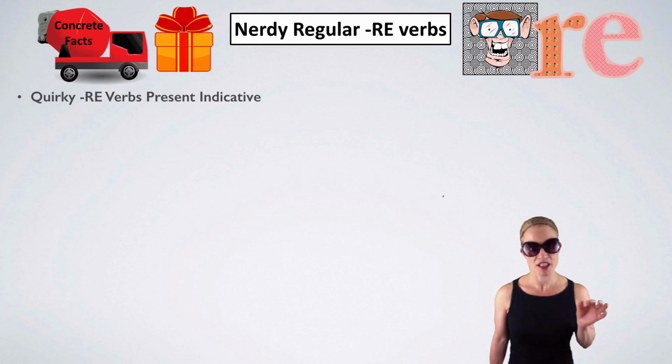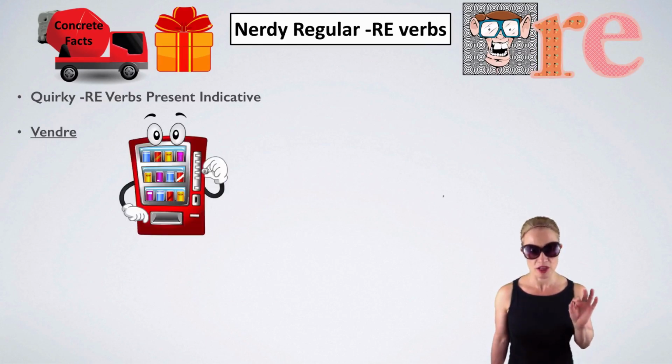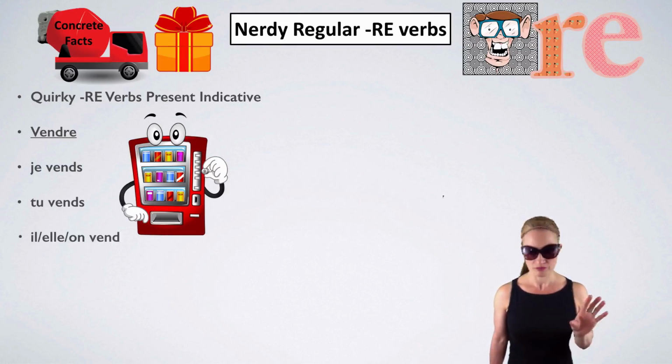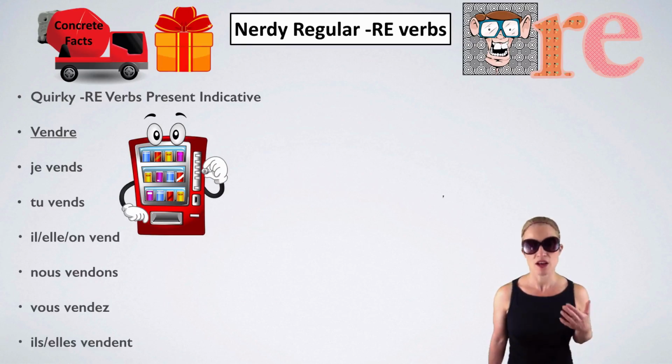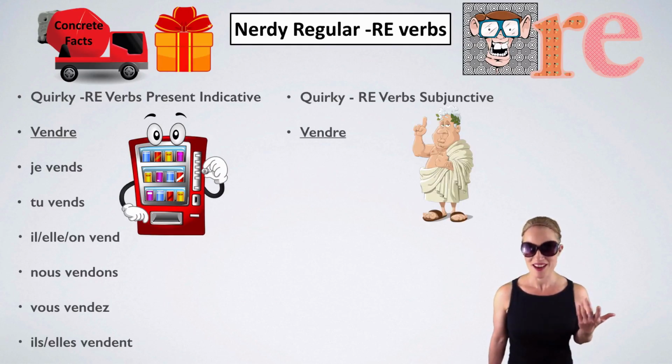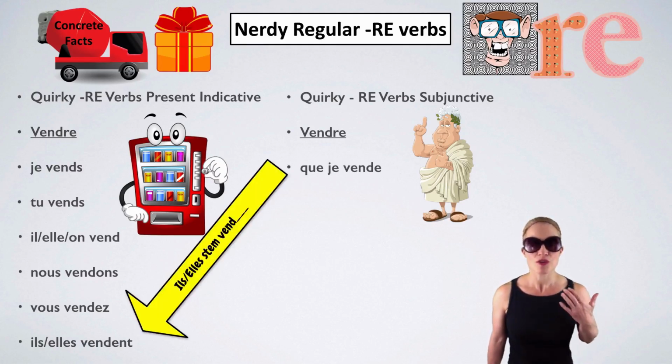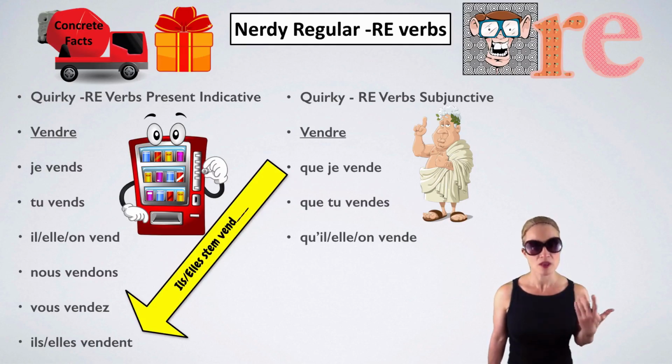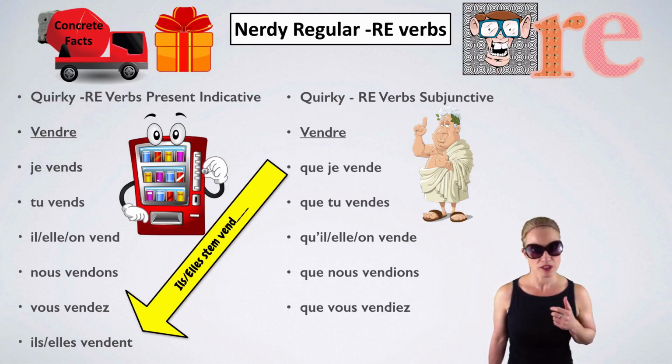Then our regular RE verbs. Let's look at vendre in the present indicative. Je vends, ending in s, tu vends, ending in s, il, elle vend, no addition. Nous vendons, vous vendez, ils, elles vendent. We need that ils, elles stem to create the subjunctive. Que je vende, que tu vendes, qu'il ou qu'elle ou qu'on vende, que nous vendions, que vous vendiez, qu'ils ou qu'elles vendent.